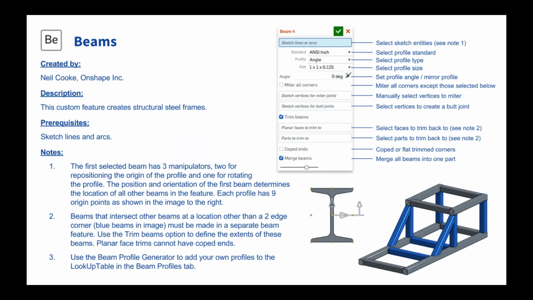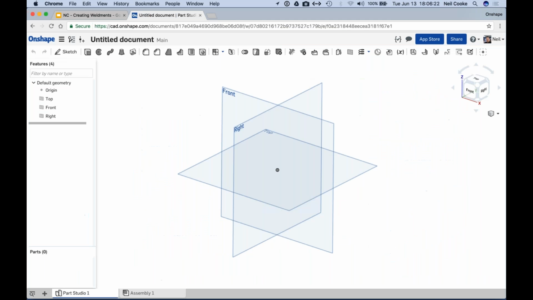Okay, when you take a look at the beam feature, there is an instruction page on there which gives you an outline of what the user interface looks like, what each of the individual boxes does, and also some options down here. But first of all, let's take a look at how you'd actually get to use a custom feature. Now, you don't actually need to know feature script in order to be able to use a custom feature.